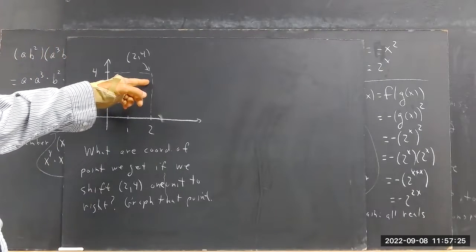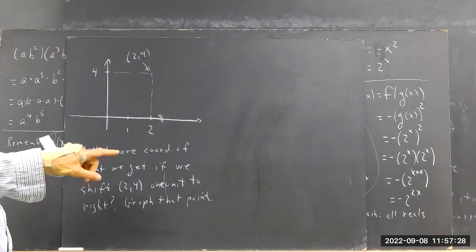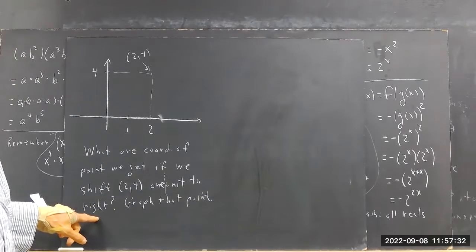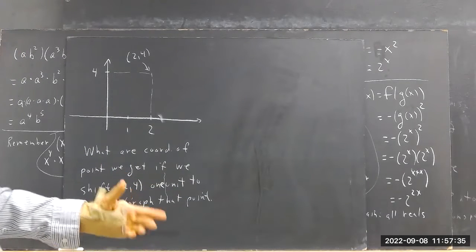On the graph, we have the point 2, 4. We want to shift the point 2, 4 1 unit to the right. What would the coordinates be? And where would that be on the graph?